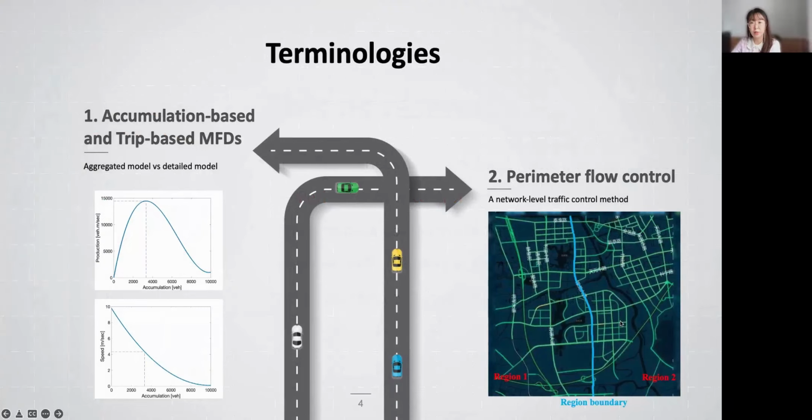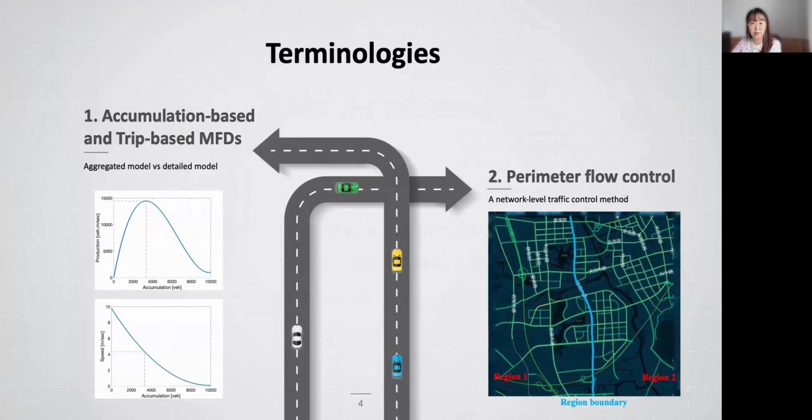Okay, now let's see some relevant terminologies. The first one is about two different representations of macroscopic fundamental diagrams, or MFD for short. The two MFDs are accumulation-based and trip-based MFDs. The accumulation-based MFD, as shown in the top figure, describes a nonlinear, low-scattered relationship between trip completion rates and vehicle accumulations when the spatial distribution of congestion is homogeneous in the network.